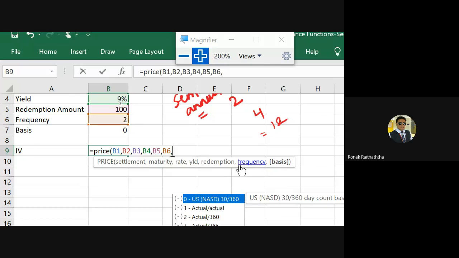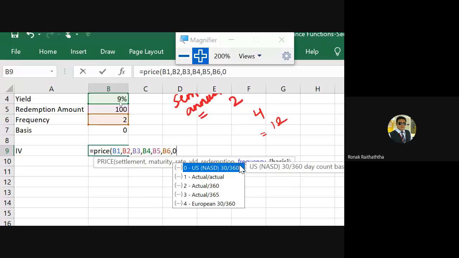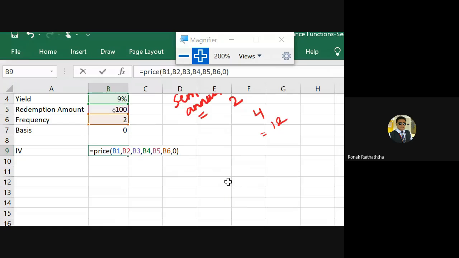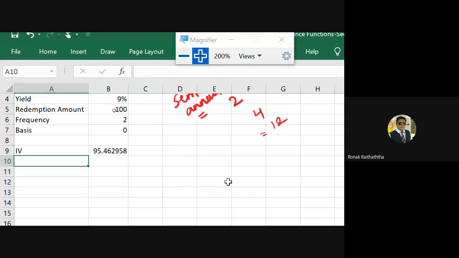So I am putting 0. 0 stands for the basis which is 30/360. So 30/360 means 30 days in a month and 360 days in a year. That is the assumption we are making, and accordingly the IV will be calculated by Excel. So I'm closing the bracket, and if I press enter, that is 95.46.